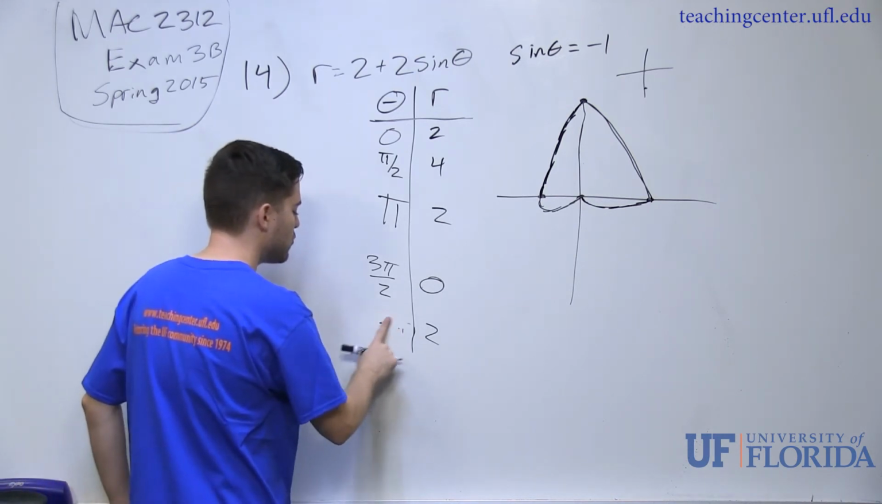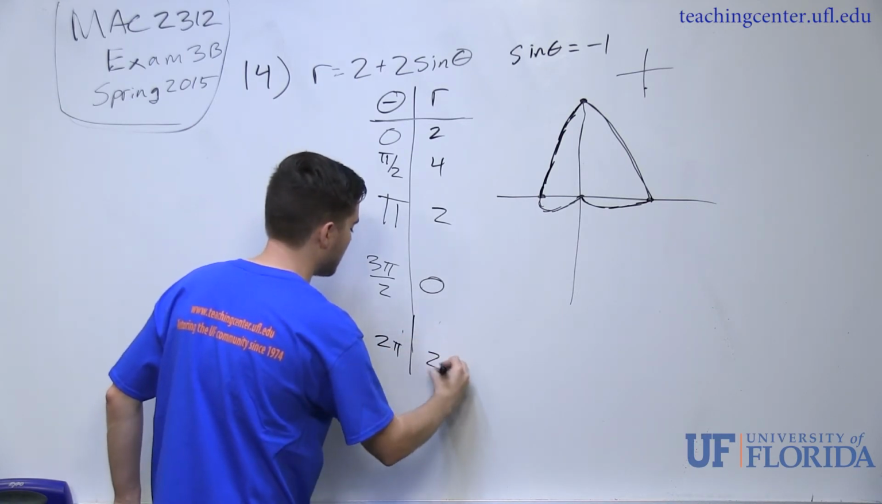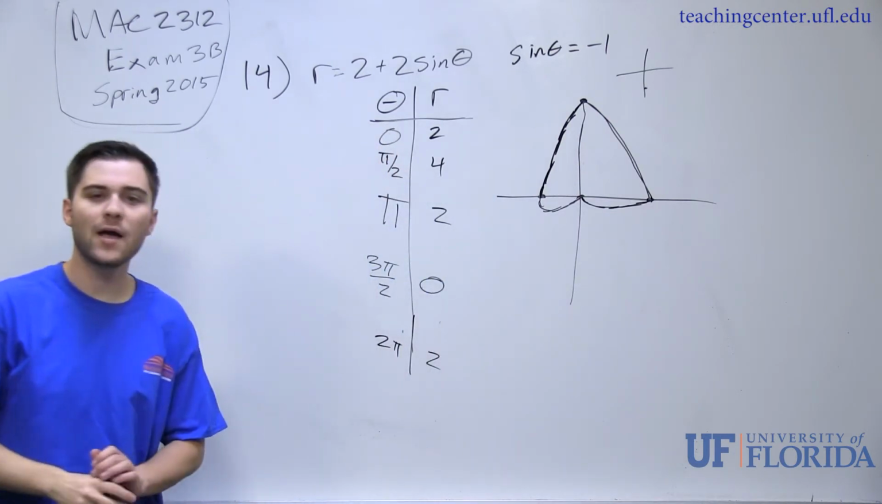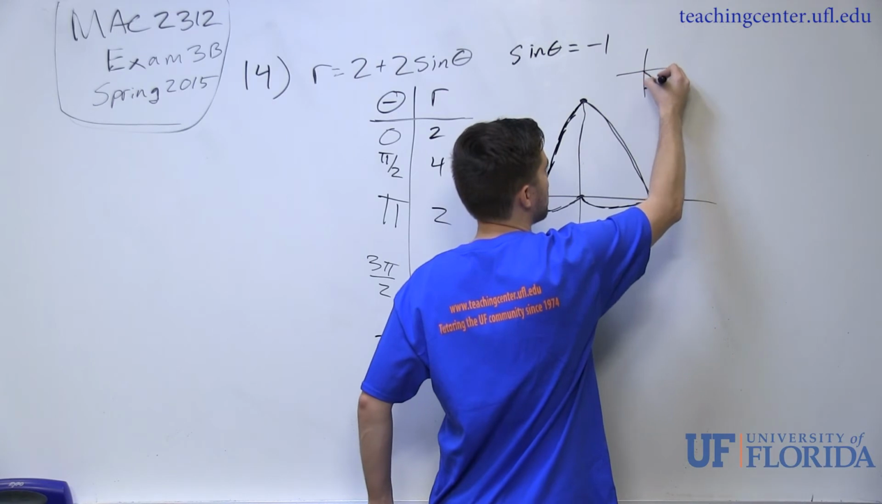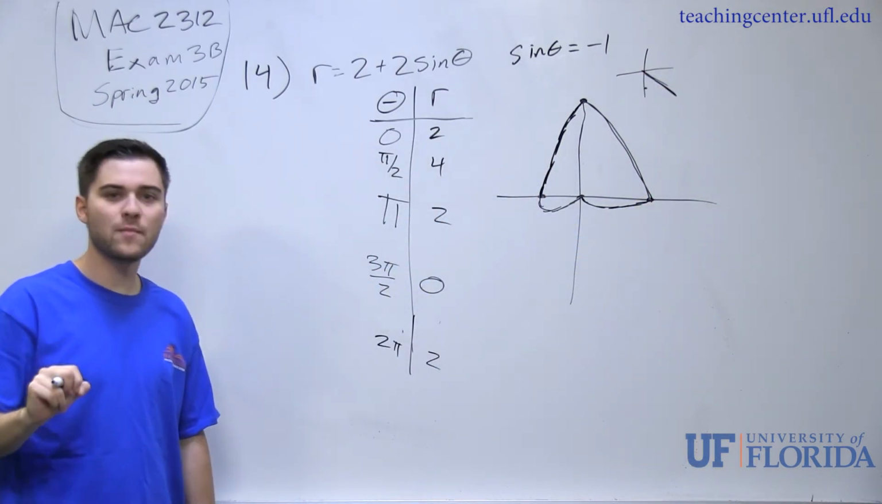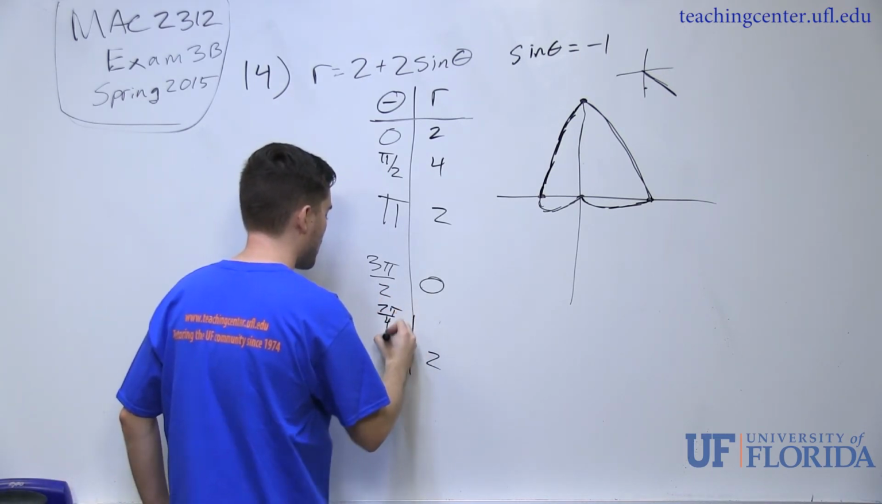So what I'm going to do is move this point down. I'm going to move 2 pi down, and we already knew that was 2. And I'm going to plug in a point between 3 pi over 2 and 2 pi. Let's plug in 7 pi over 4. 7 pi over 4 lies right about here, pretty dead smack in the middle of the 4th quadrant. So 7 pi over 4.